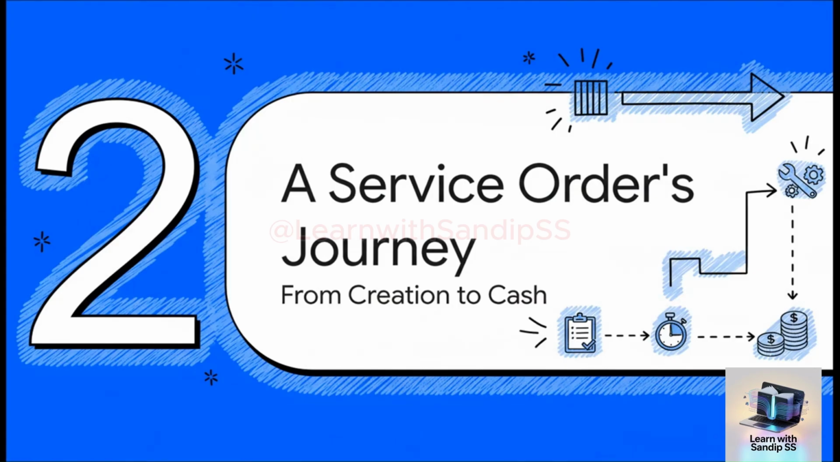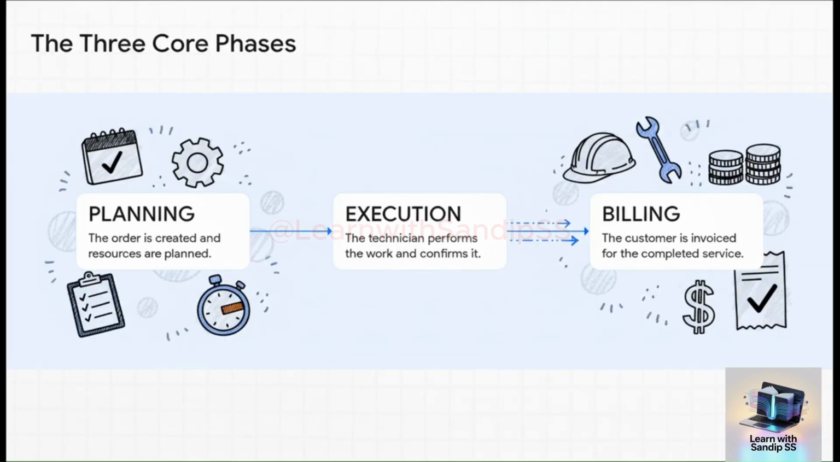All right, so let's actually follow one of these service orders on its journey. It's a really logical path that takes us all the way from the moment that job is created to the moment that cash is sitting in the bank. This whole journey really breaks down into 3 core phases, and getting these is key. First up is planning. This is where we get everything ready. Second is execution, which is when the real work happens out in the field. And finally, billing, where we collect the money for a job well done. Let's dig into each one.